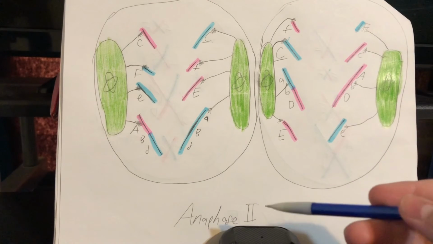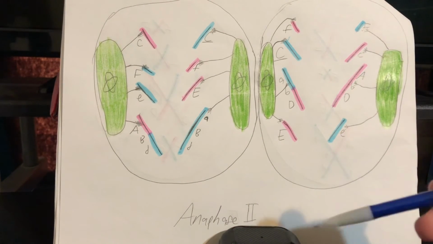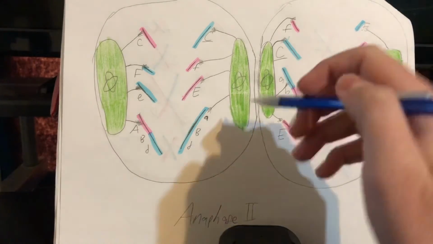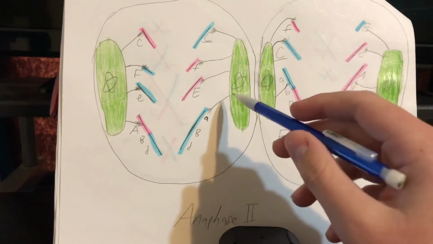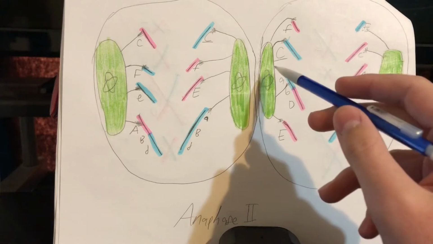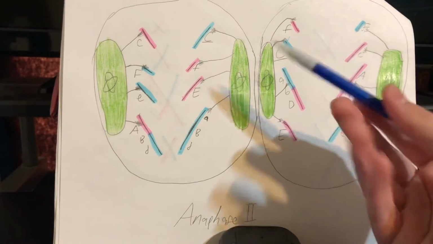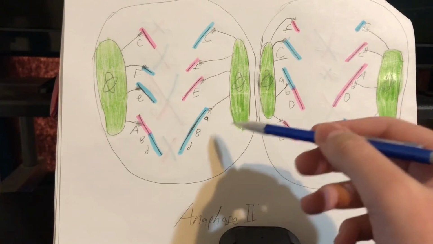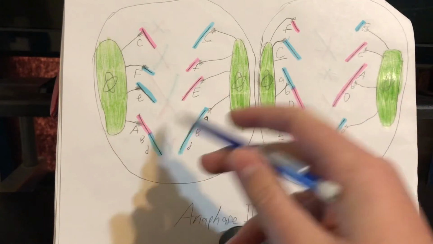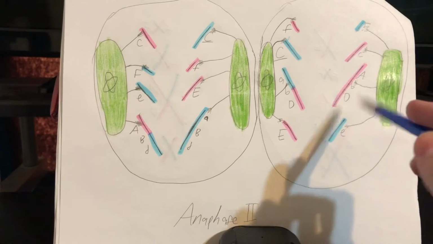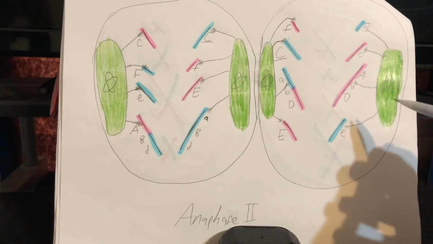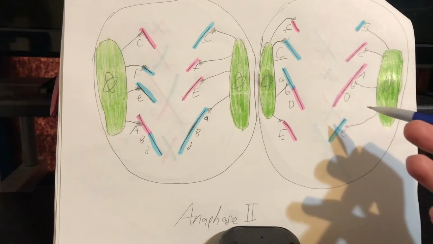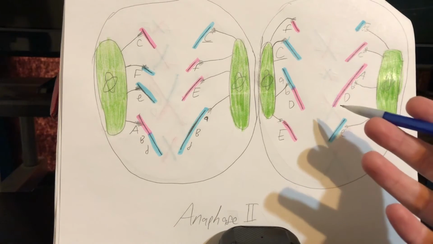The next step is anaphase 2, which is where things start to get a little more different. In each cell, instead of pulling the pairs, since there are none, they actually split the chromosomes, so they pull the chromatids apart to each opposite end of the cell, and this goes for both cells. So they pull the chromatids apart, essentially splitting the duplicated chromosome in half.